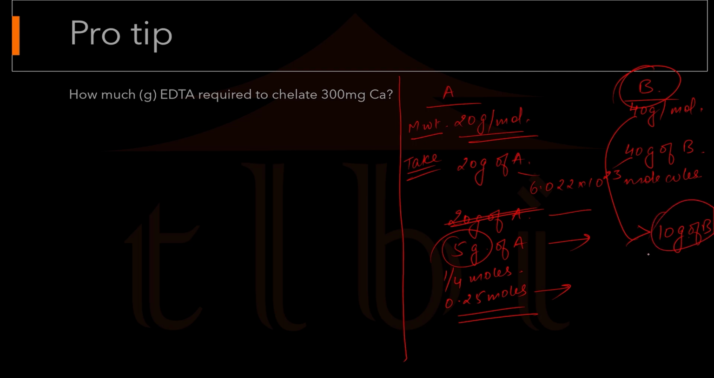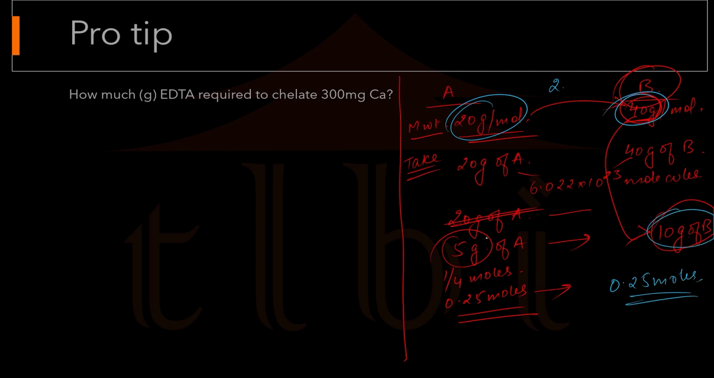Right? Now what you are seeing here, there is a relation between these two numbers. So if you divide this by this, there is a factor of 2. Now if you want same moles of both again, then you still need to maintain the same factor of 2.